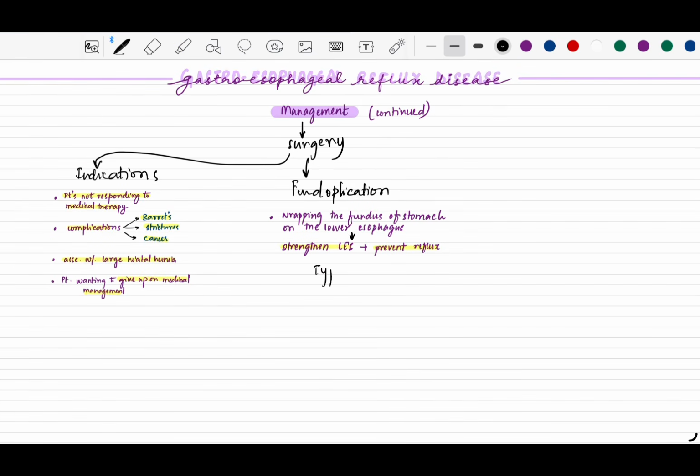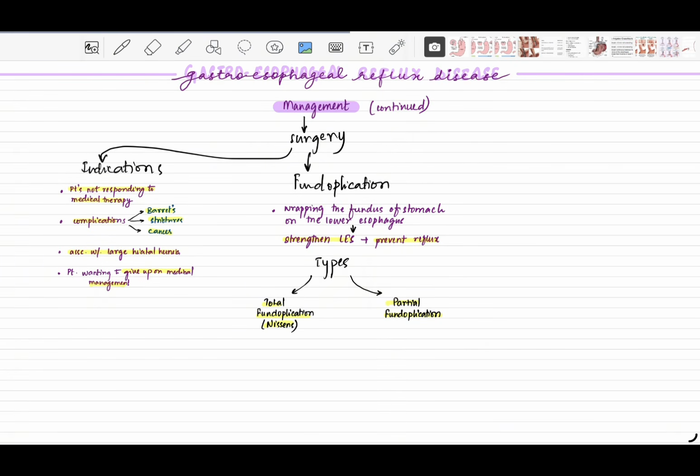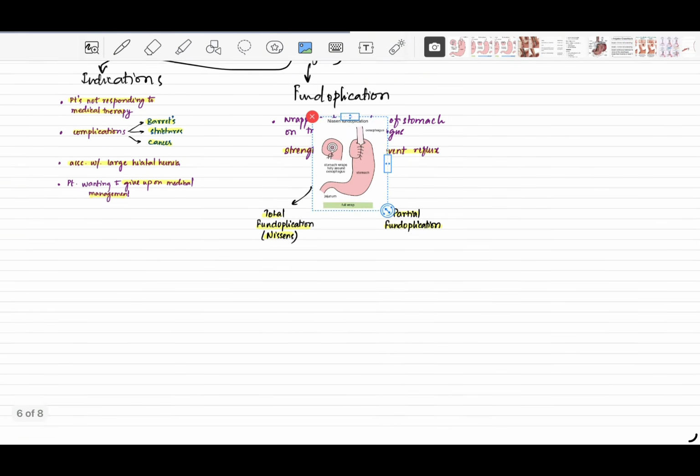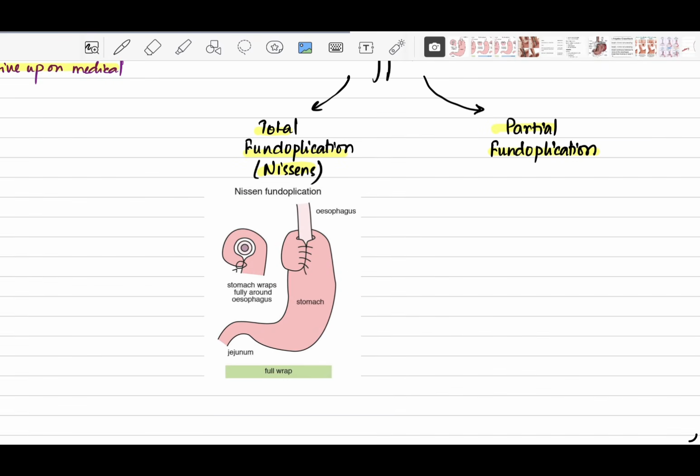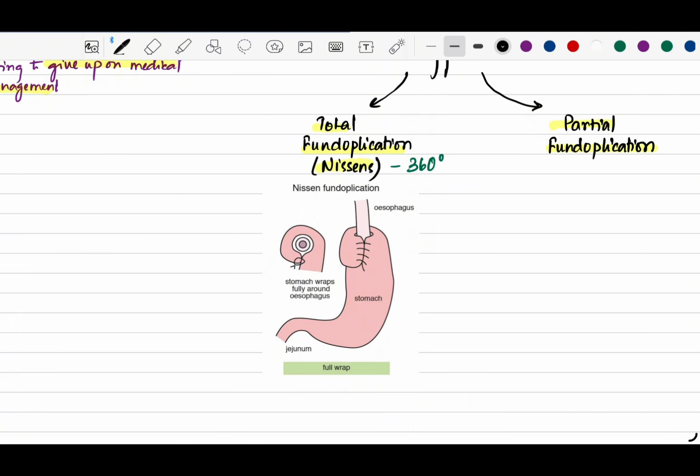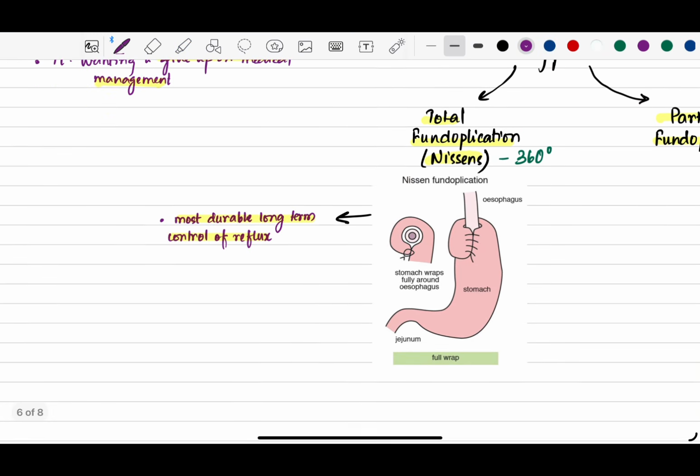Let's discuss the types of fundoplication. We have two major types of fundoplication, which is the total fundoplication, also known as the Nissen's fundoplication, and we have the partial fundoplication. Let's first understand total fundoplication through a picture in order to make it a little bit easier. We can see here that the fundus of the stomach is completely wrapped around the esophagus and it is sutured anteriorly. This means that Nissen's fundoplication is a 360-degree fundoplication. Now let's discuss a few pointers related to Nissen's fundoplication. Since it wraps very tightly around the stomach, it in fact provides the most durable long-term control of reflux.